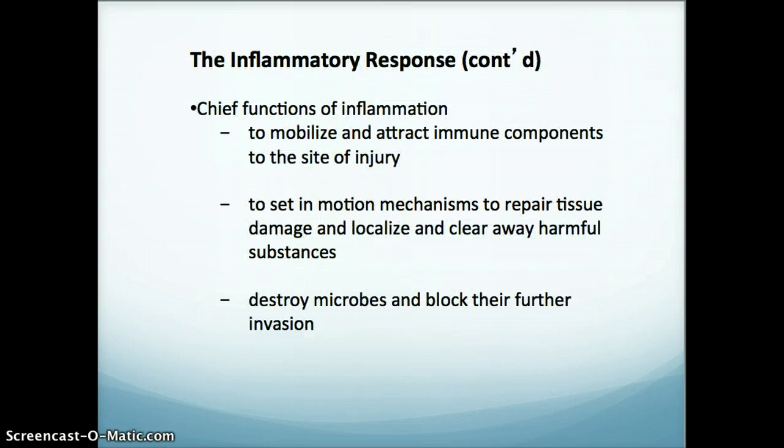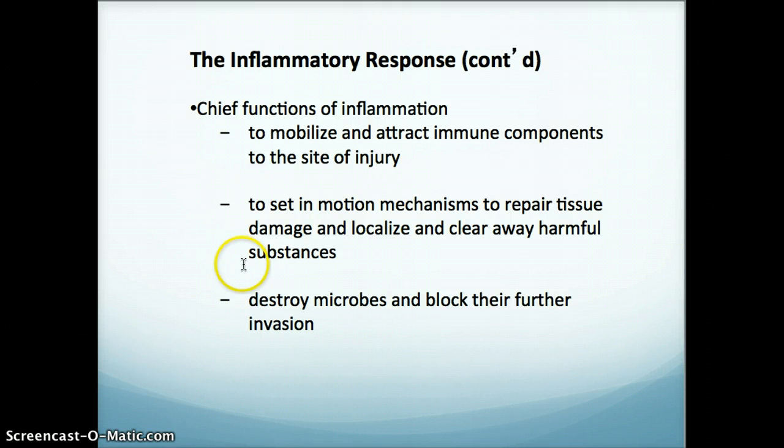So what are the chief functions of inflammation? Why do we have the inflammatory response in immunity? The first is to mobilize and attract immune components to the site of injury. So we talked a little bit about chemotaxis in the last lecture. If we mobilize and attract these immune components, that will help in the speed of helping repair an injury.